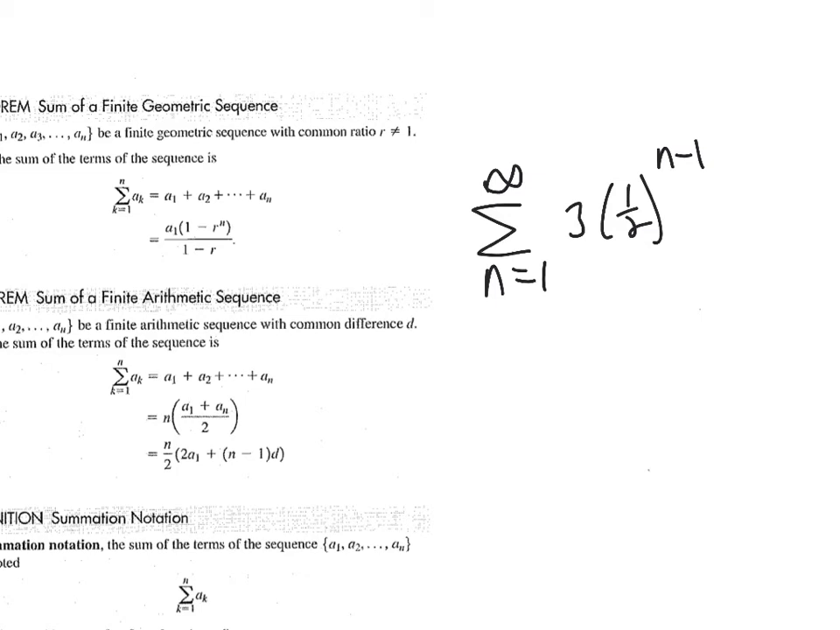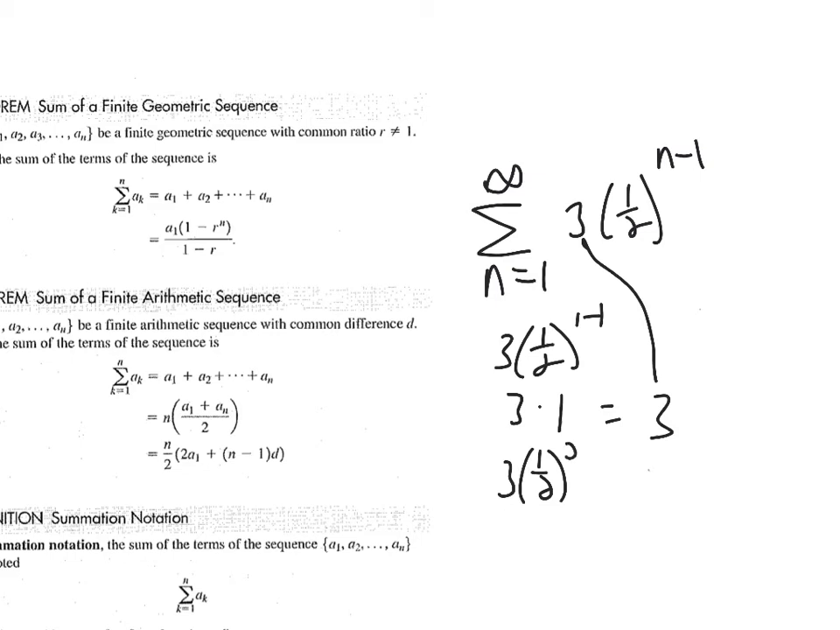Well, what's my first term? My first term is going to be 3 times 1/2 to the 1 minus 1. Well, isn't that 3 times 1? Because 1/2 to the 0. So the first term is 3. Of course, we kind of saw that there. The next term is going to be 3 times 1/2 to the 2 minus 1. So that's going to be 3 times 1/2. So that's 1.5. Hopefully, what are you noticing about these numbers?